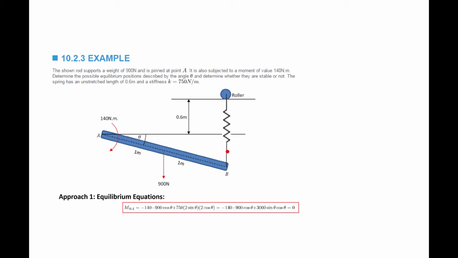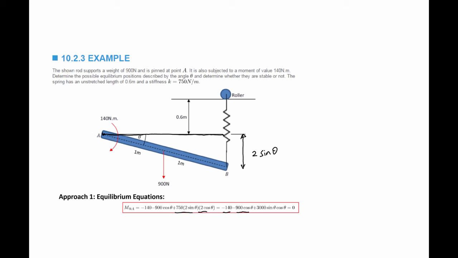The force in the spring is equal to 750 multiplied by the stretch in the spring, and the stretch in the spring is equal to this vertical distance, and this vertical distance is equal to 2 sine theta. So this is the force in the spring, multiplied by the distance, and the distance, from this point to this point, is equal to 2 cosine theta. And so the equation becomes negative 140 and negative 900 cosine theta plus 3000 sine theta cosine theta equals 0.